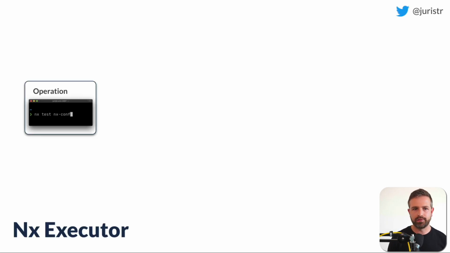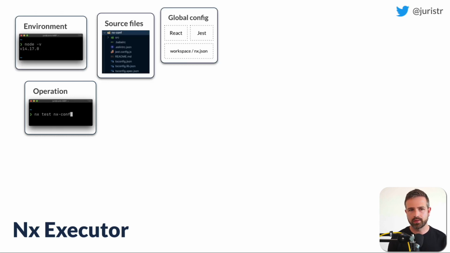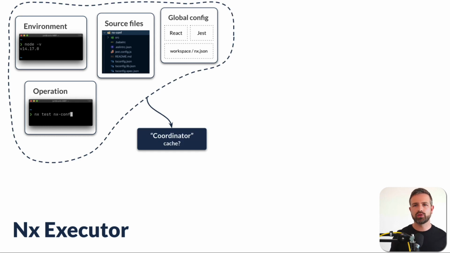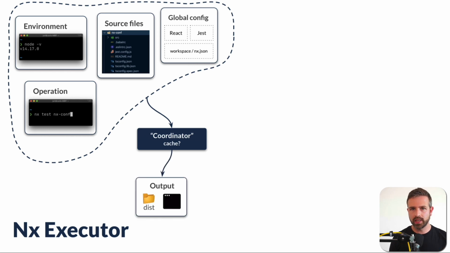So if you take a look again at the flow, you type a command like nx test, nx conf, and what happens is it collects different kinds of artifacts like the environment that it runs in, the source files, some global configuration, and those then get passed to NX, right? And I marked it here as coordinator, but there's some logic running there, which verifies, for instance, is there already a cached version given this input? So I could just replace that with the cache, right? And if that is happening, you wouldn't even invoke the actual executor, but rather just create the output in this folder or the console log output or whatever got produced by that previous run.